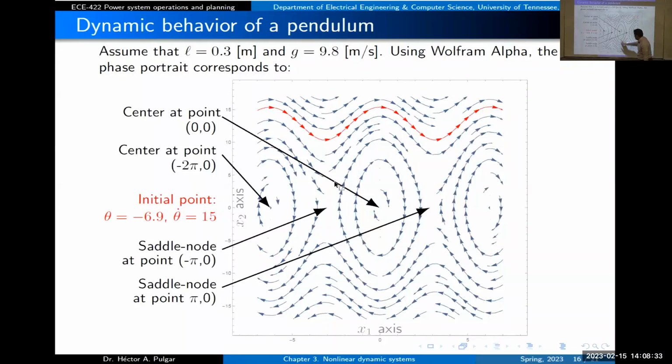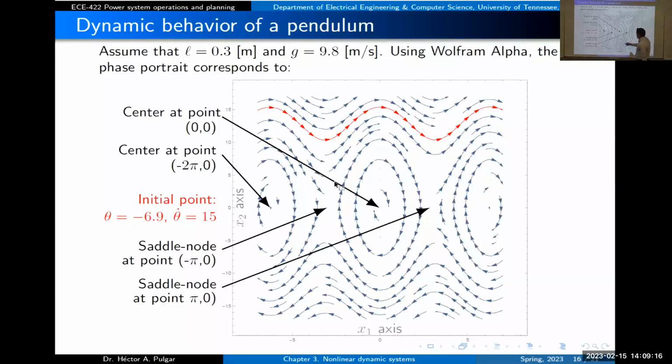So if you are at 0, x1, and 0, x2, you have a center. But if you go at 2 pi or negative 2 pi, then you will have a center too. And any other multiple of those points, every 2 pi you move to the right or the left, these are going to be centers. If you look at what happened at pi or negative pi, and any other points that are 2 pi away from this to the positive side and negative side, these are going to be saddle node points. So that's the trajectory.